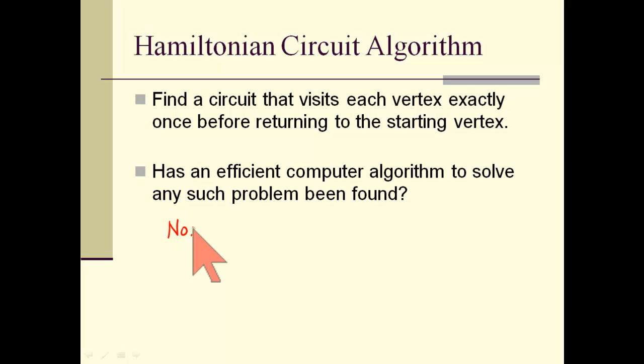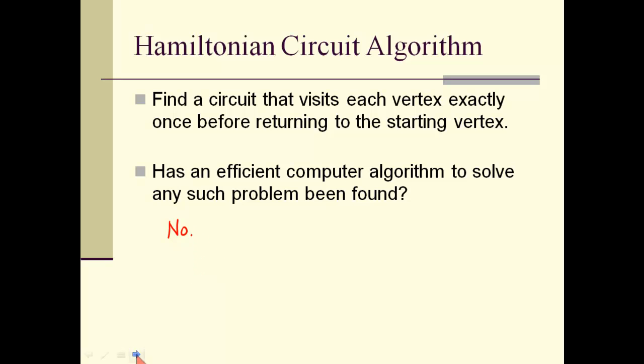For Euler circuits, a computer can be programmed to find one easily if the graph has one at all. For Hamiltonian circuits, nobody knows how to do this. We'll talk about brute force ways where you just keep trying and trying and trying until something works, but that's not efficient. Nobody has an efficient algorithm for solving problems like this on a computer.